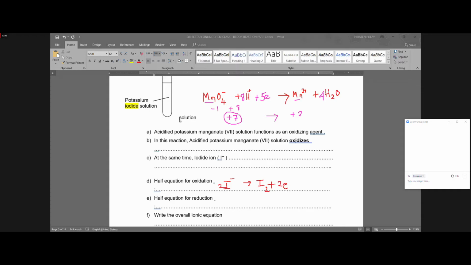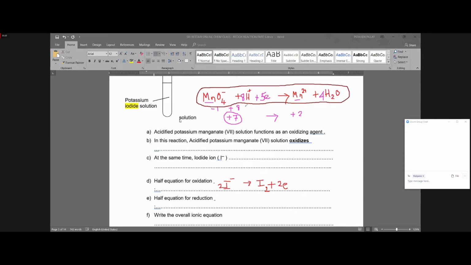In your SPM, you have to either memorize this or you can derive it. When you go for A levels, SPM, STPM or matriculation, whatever, there are other half equations coming in. You have to derive them. Now SPM only has 2 you have to know: manganate 7 and dichromate 6. If you can memorize, memorize it. If not, you can just derive it. This is how you get it.